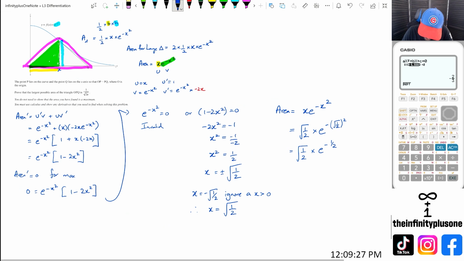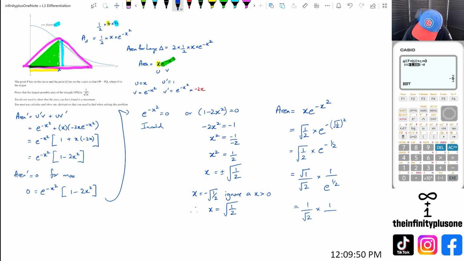But the thing is, we want to try and get to that final answer. The final answer is 1 over square root of 2e. So I'm going to separate the square root of 1 and square root of 2 like this: square root of 1 over square root of 2 multiplied by 1 over e to the power of positive half. Now square root of 1 is just 1 over square root of 2 times 1 over e to the power of half, which is just square root of e. Now I can combine the denominators and I'm going to get square root of 2e. And basically, folks, I've actually proved that the area is equal to 1 over square root of 2e.